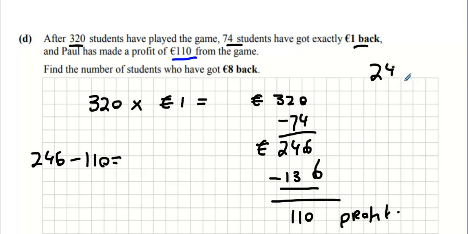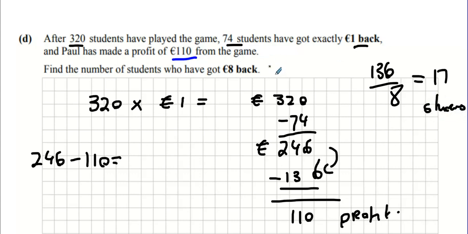So if you get your 246 and divide it by 8, you can figure out how many people won the jackpot. Oh, sorry, the 136, I mean. Because you lost €136, so it's 136 divided by 8. And when you get the 136 divided by the 8, you get 17. So 17 students would have won the €8 back. So the answer is 17.